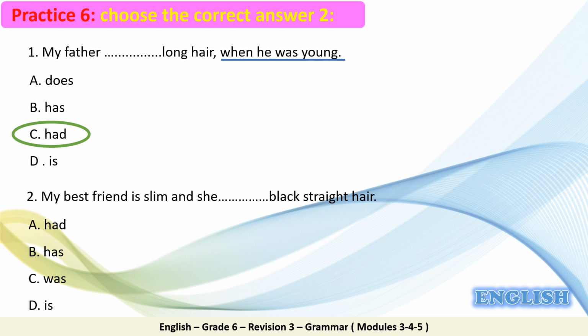Number 2, my best friend is slim and she had black straight hair, or she has black straight hair, or she was black straight hair, or she is black straight hair. Very good. Here the sentence is in the present. The verb to be is in the present, and we have to use also a verb in the present in the second part of the sentence. So the answer will be she has black straight hair. Good job. Excellent. You are great today.